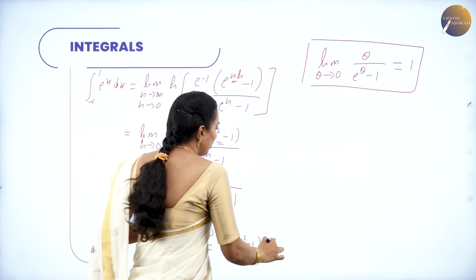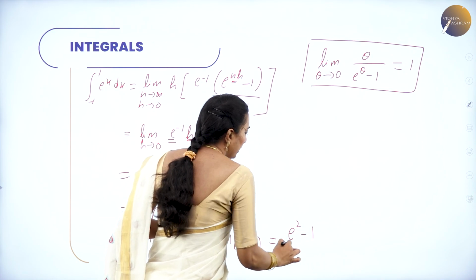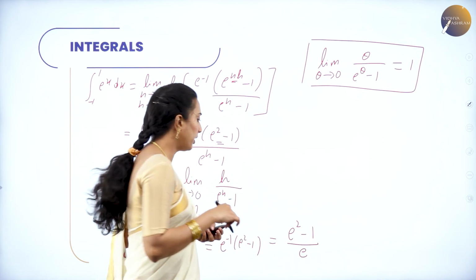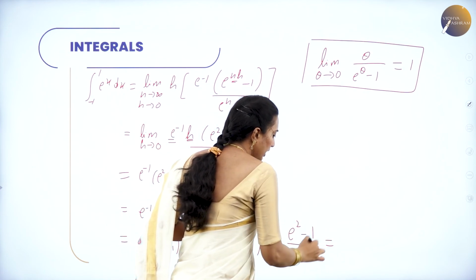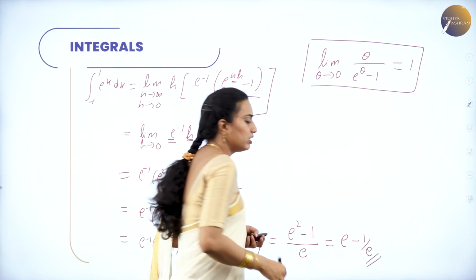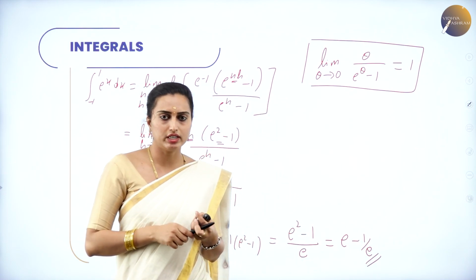E power minus 1 you can bring down. So e squared minus 1 divided by e, because 1 by e is nothing but e power minus 1. Otherwise the final answer, e squared by e is e, minus 1 by e. So that is your final answer. You are going to get it, dear students.